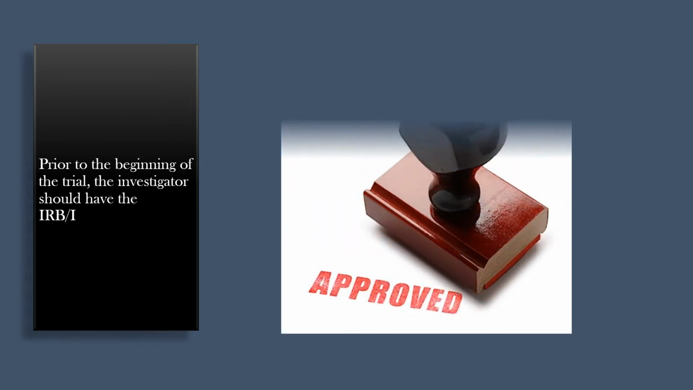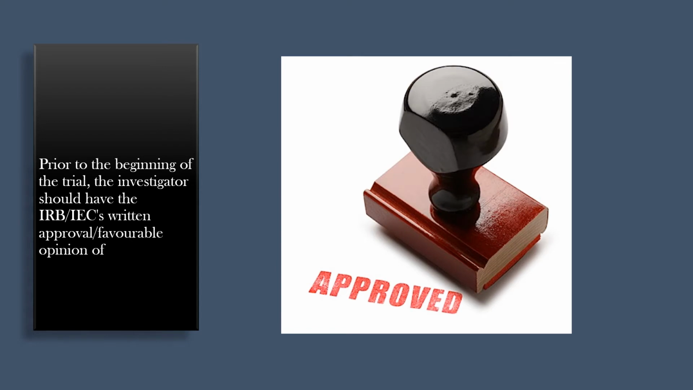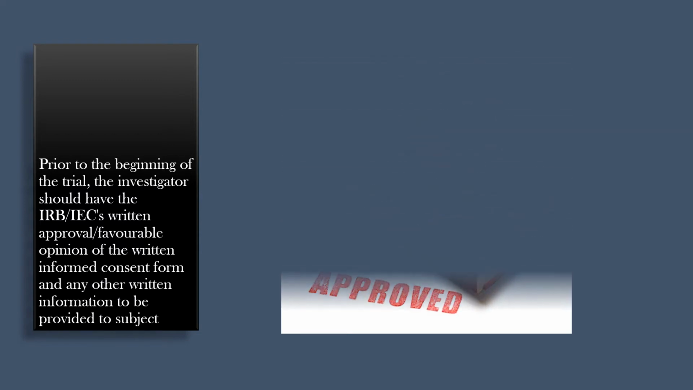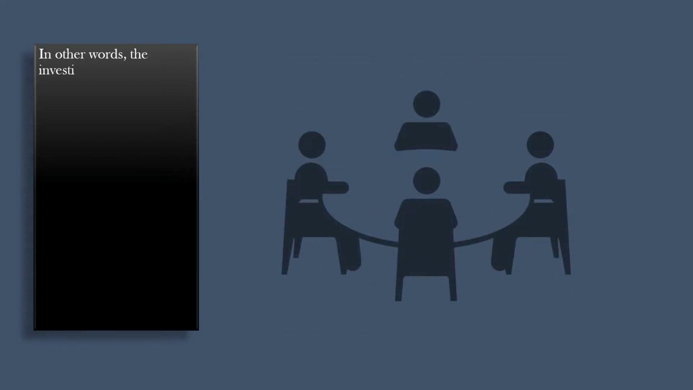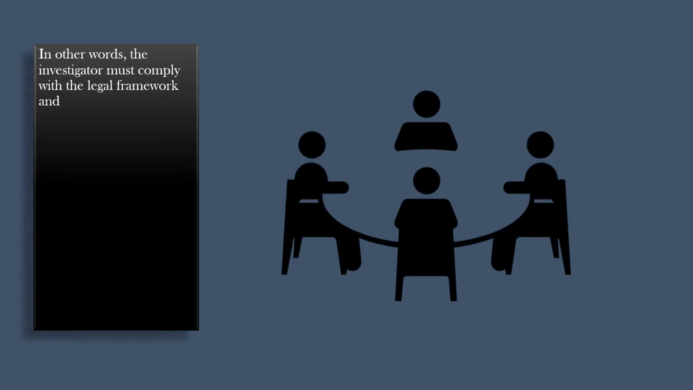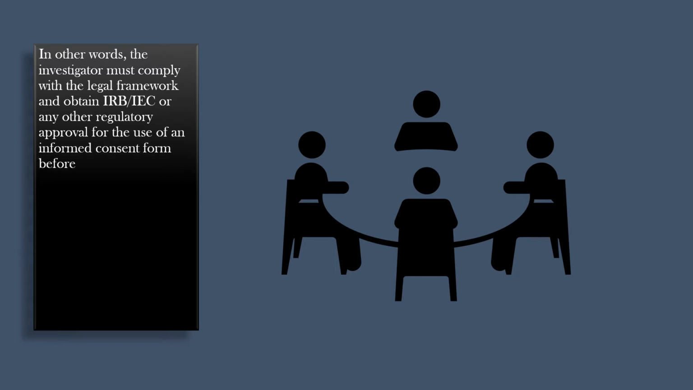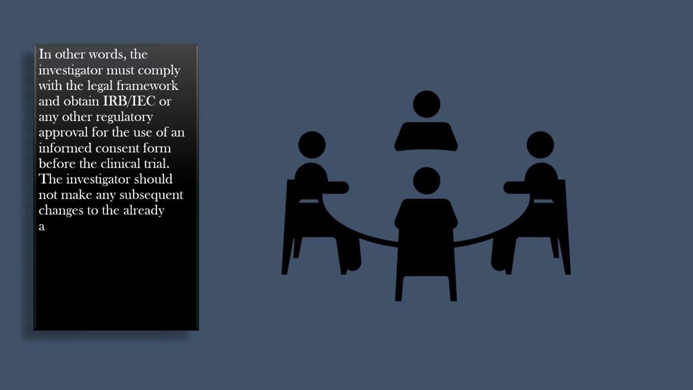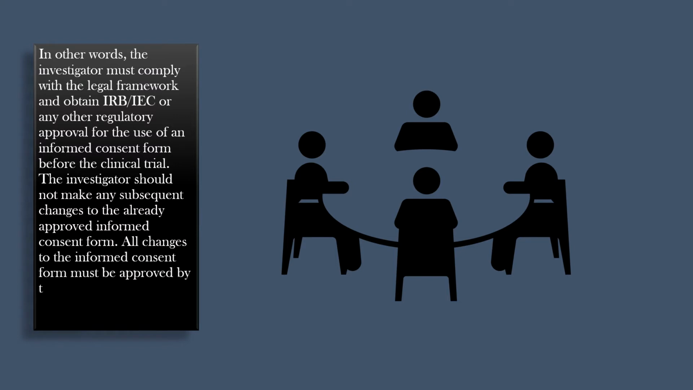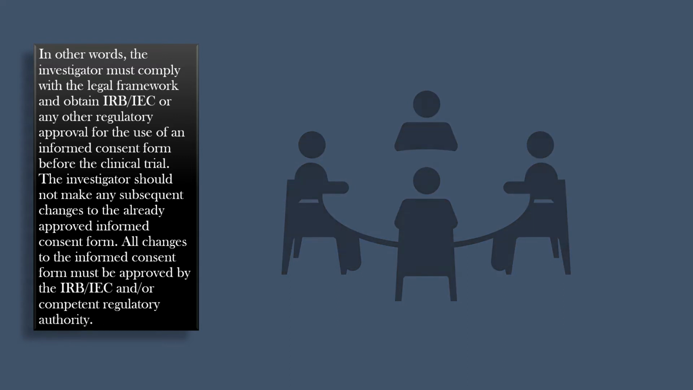Prior to the beginning of the trial, the investigator should have the IEC's written approval or favorable opinion of the written informed consent form, and any other written information to be provided to subjects. In other words, the investigator must comply with the legal framework and obtain IEC or any other regulatory approval for the use of an informed consent form, before the clinical trial. The investigator should not make any subsequent changes to the already approved informed consent form. All changes to the informed consent form must be approved by the IEC, and/or competent regulatory authority.